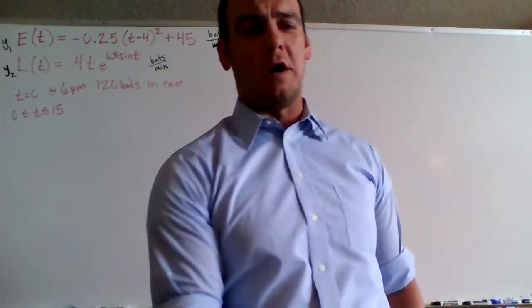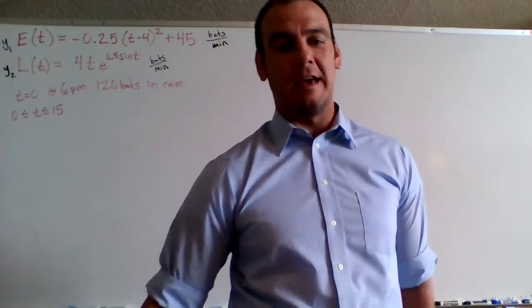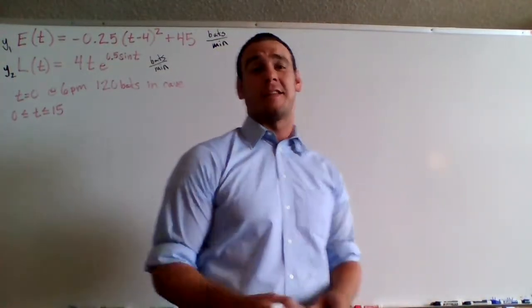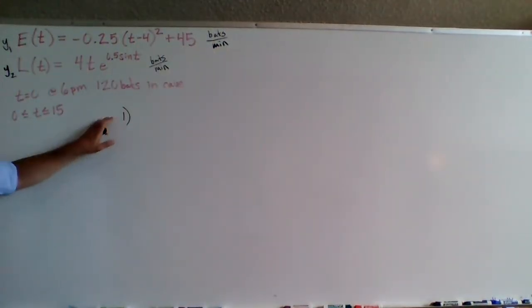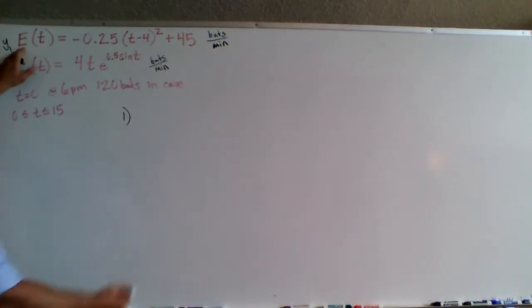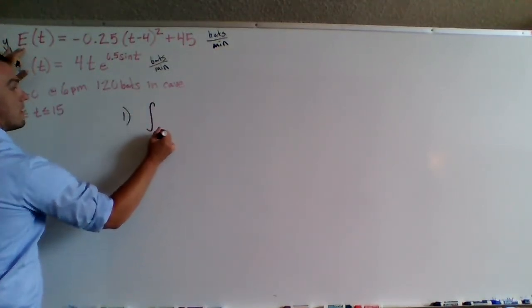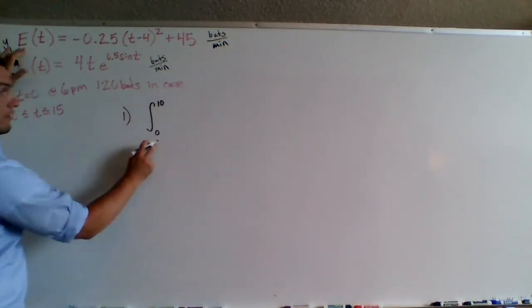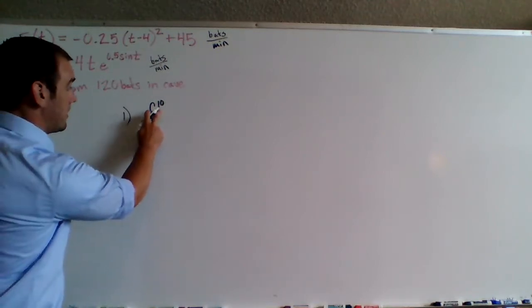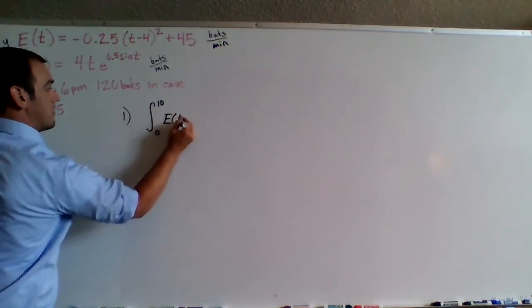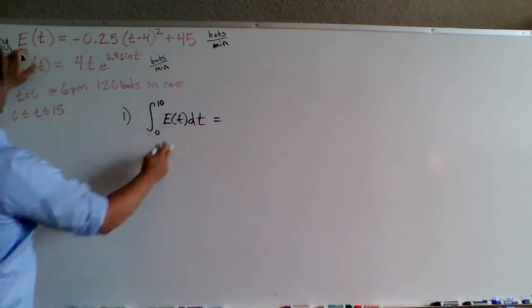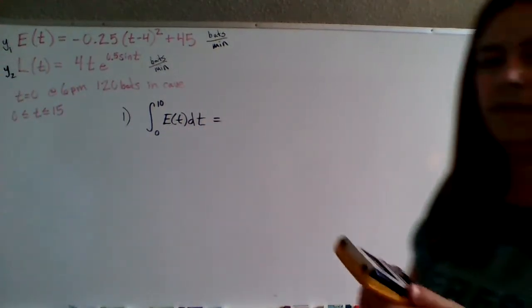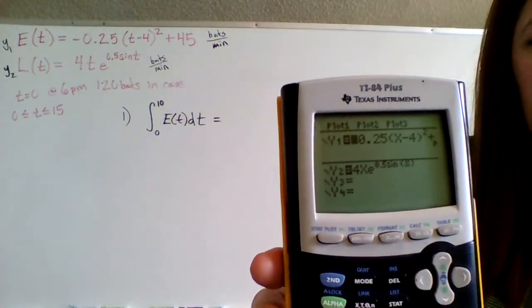All right, so number one: how many bats enter the cave between 6 p.m. and 6:10 p.m.? If we want to know how many enter the cave, we want to use E of t. So we want to take the integral from 0 to 10, since we're going from 6 p.m. to 6:10 p.m., of E of t dt. In your calculator, you should just be using Y1. That's really all the work you need to show for number one.